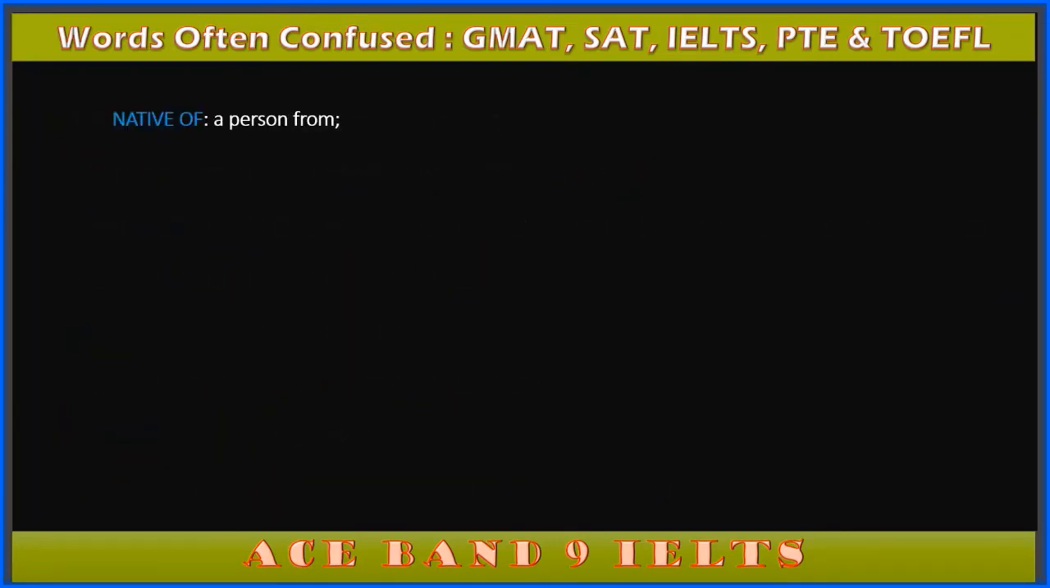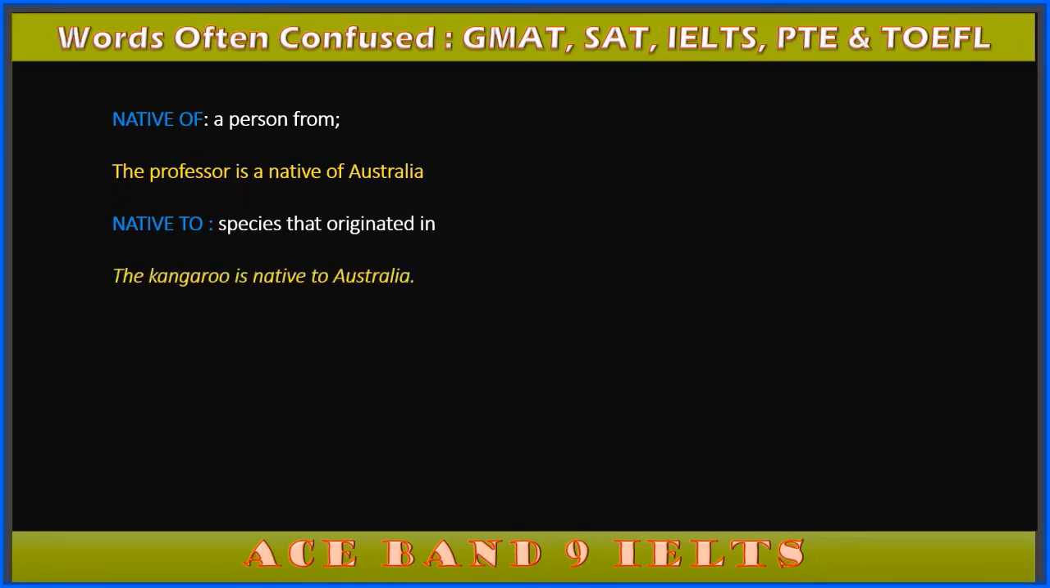Native of means a person from. Example, the professor is a native of Australia. Native to means species that originated in. Example, the kangaroo is native to Australia.